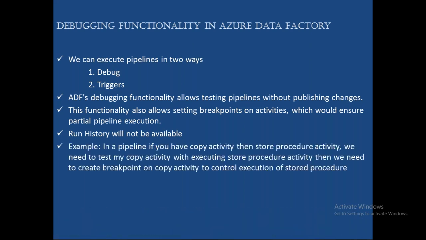Okay, next example: in a pipeline, if you have a copy activity and then a stored procedure activity, you have two activities. We need to test my copy activity without executing the stored procedure activity. Then we need to create a breakpoint on the copy activity to control execution of the stored procedure. Same thing as what we discussed. We have copy and stored procedure activities. I don't want to execute the stored procedure activity. I want to execute the copy activity to test whether it's working or not. In that case, you can use this debug functionality and create the breakpoints.